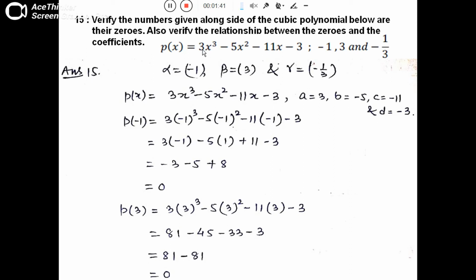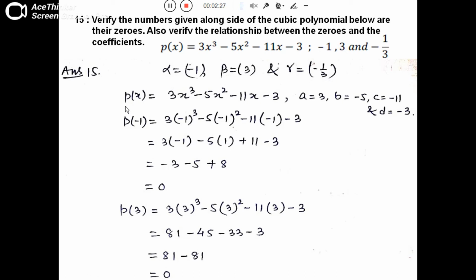Here from this equation, you will have a equals 3, b equals minus 5, c equals minus 11, d equals minus 3. As a is the coefficient of x cube, b is the coefficient of x square which is minus 5, c is the coefficient of x which is minus 11, and d is the constant term which is minus 3. And these numbers: minus 1 we have taken as alpha, 3 is beta, and gamma is minus 1 upon 3. So let us first verify that these values are the zeros of this polynomial.